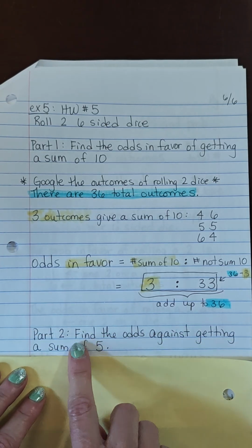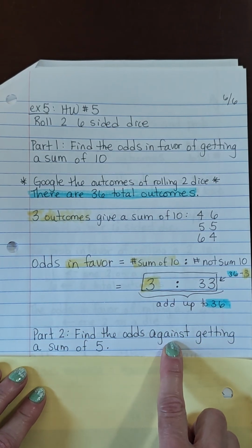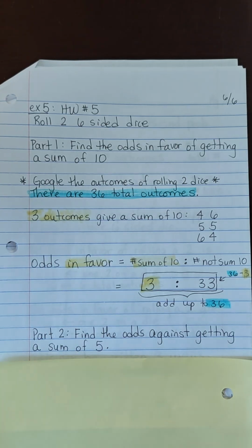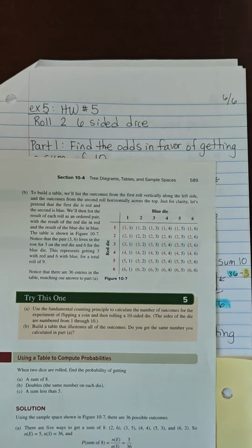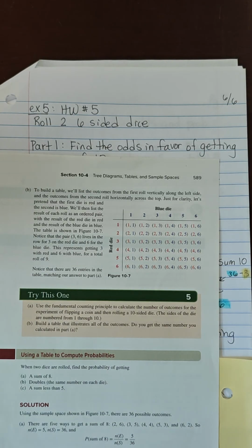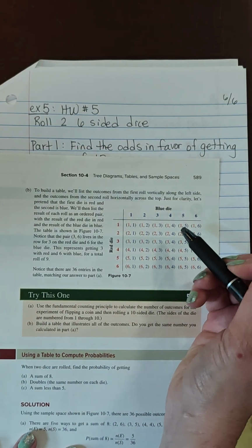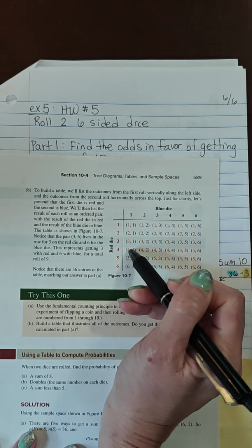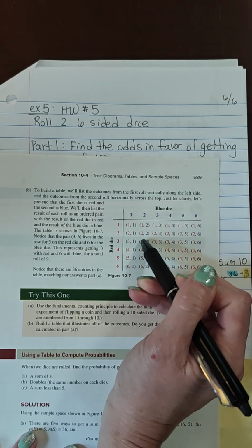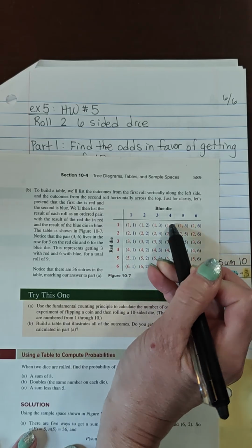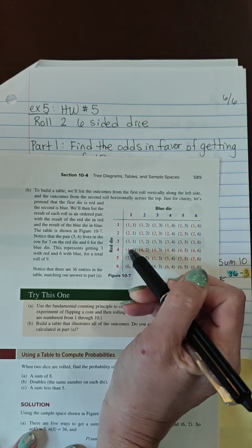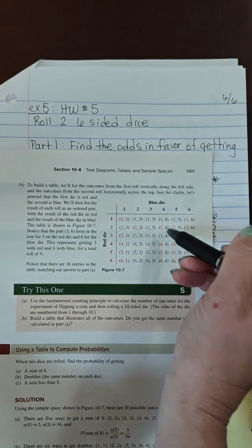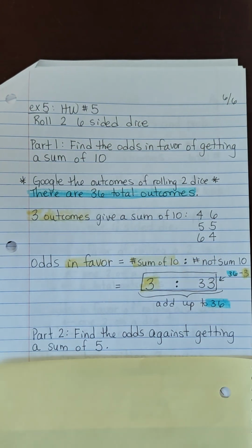And then let's find the odds against getting a sum of 5. All right, so part 2 here, a sum of 5. So let's find the diagonal where we get a sum of 5. Okay, so we got that 1, 4, 2, 3, 3, 2, 4, 1. So it looks like that diagonal right there. So we have these 4 options to get a sum of 5 out of the total of 36.